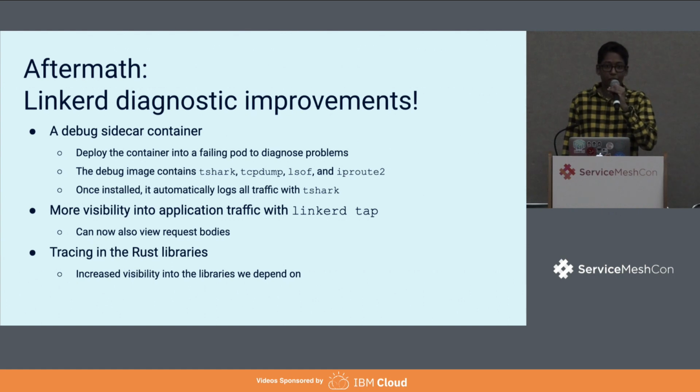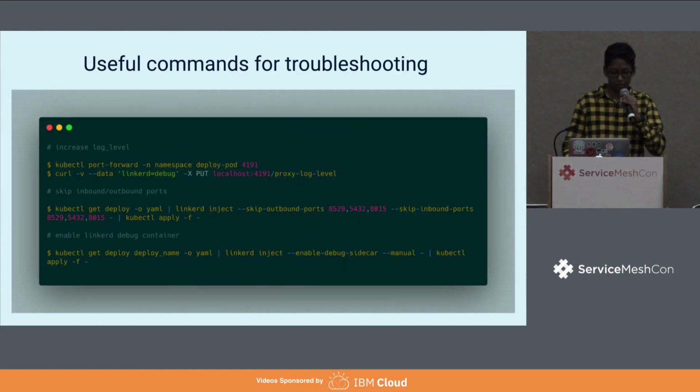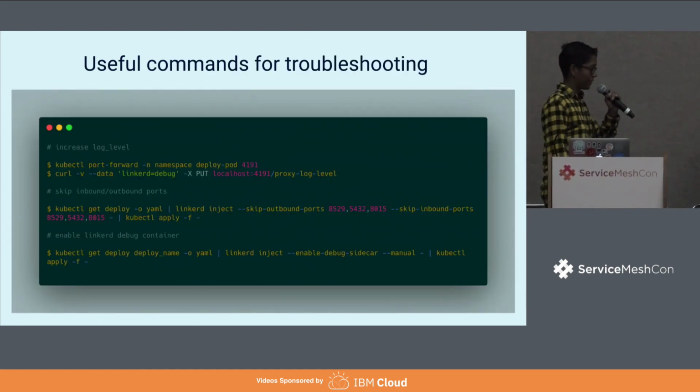We've also been improving Linkerd taps. You can see more things when you run Linkerd tap. And another thing is improving tracing in the underlying Rust libraries so that when a bug in our H2 implementation happens, we can easily figure that out. Okay, Anna's going to tell you about some of these useful commands for troubleshooting.